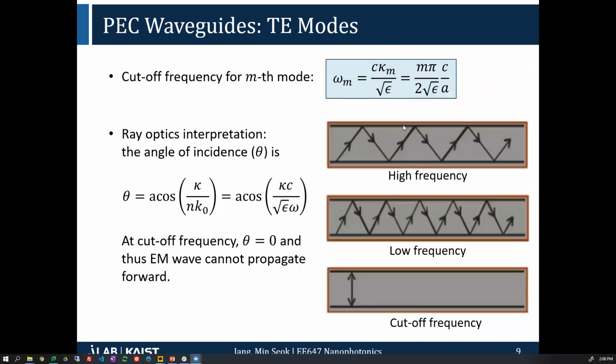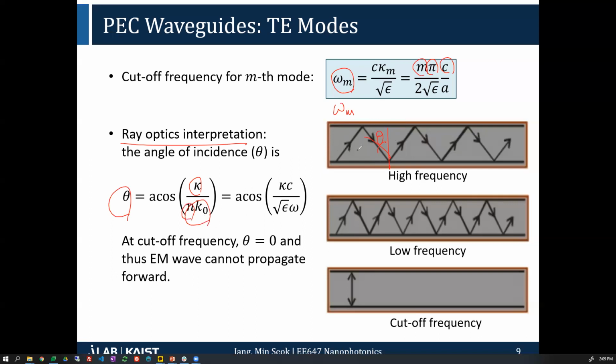And what I would like to give here is a simple explanation of why this is happening. As I said, we have a cutoff frequency, omega m, for different modes. And we can interpret this in a ray optic manner. So here, theta. If we interpret this in a ray optic manner, we can obtain theta from kappa and the index of the material.